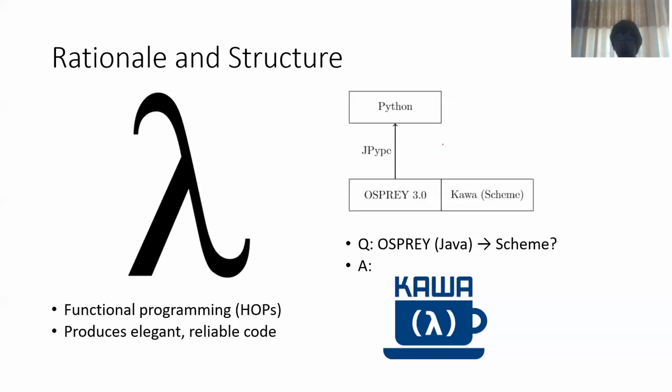But it turns out that GNU has a software package called Kawa, which is Scheme written in Java. So what you do now with Kawa is that it's written directly over top of the OSPREY backend code, which is Java. And that eliminates the use of a middleman like jpipe, which allows us to just call Java code directly without having to interface between languages.